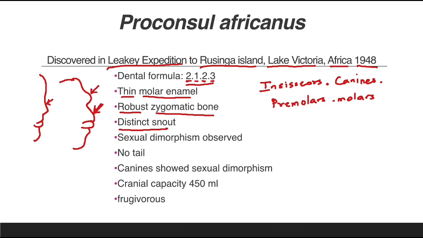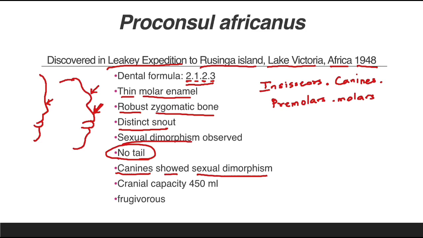Okay. Now sexual dimorphism is observed, that means male and females are going to be different. There is no tail, so this is tailless. So this was the first fossil you can say where the tail was not found. और इसके पहले सारे इसमें क्या दिखता है हमको? Tail दिखती है. Then canine showed sexual dimorphism. That means males and females में canine का shape and size varied. ठीक है, canines changed or showed differences in males and females.